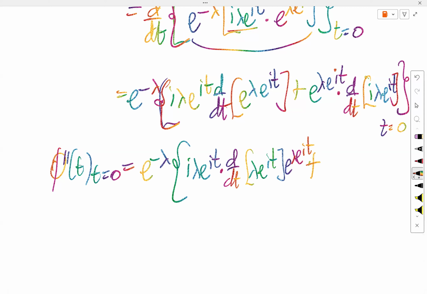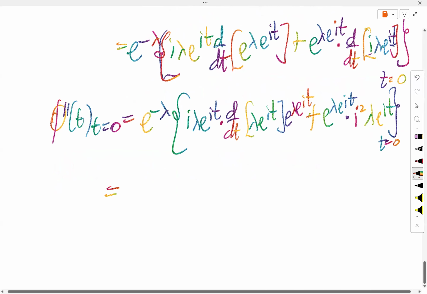Okay, plus because all this would have been settled. So we have e raised power lambda, e raised power it. Then differentiating this now, this is not the first time we're doing this, so we can simply see that when you differentiate this, you get i. So i multiplied by i. So you have i squared lambda e raised power it. And of course, you want to evaluate all this at t equals 0.